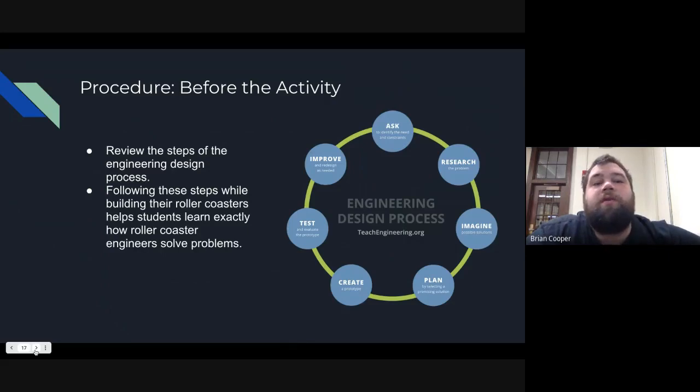Then you also want to review the steps of the engineering design process. Following these steps while the students build their roller coasters will help them learn exactly how roller coaster engineers solve the problems. The engineering design process involves ask, research, imagine, plan, create, test, and improve.